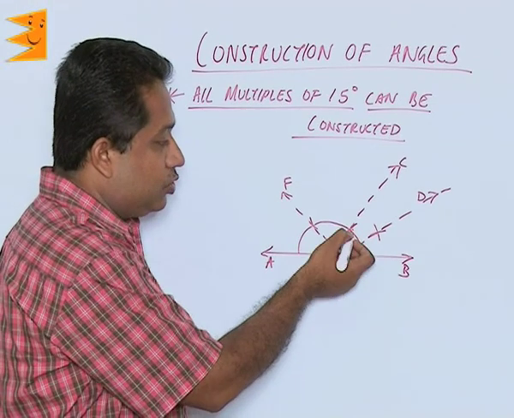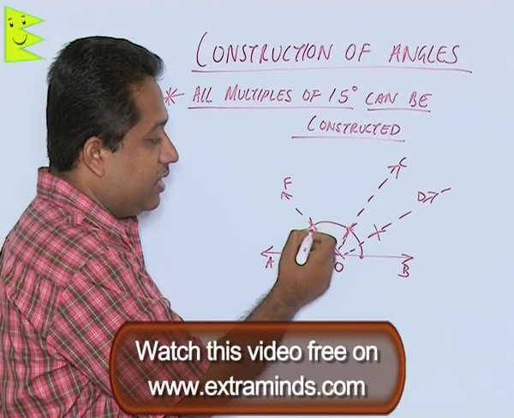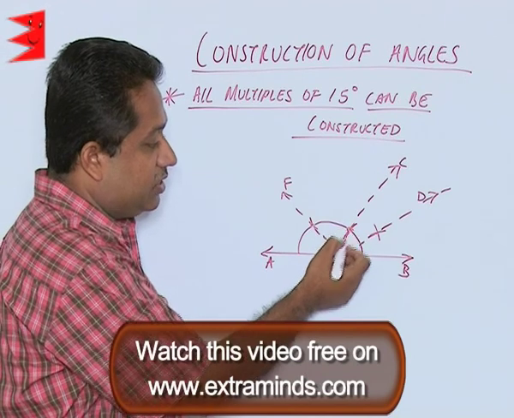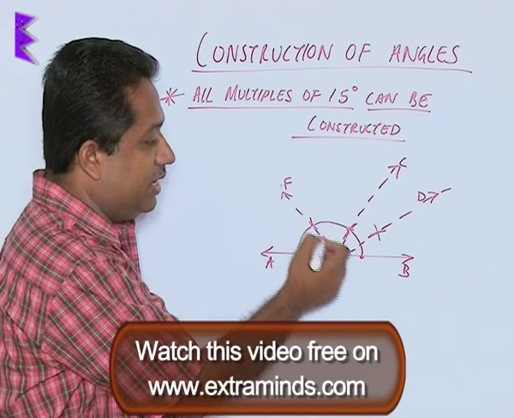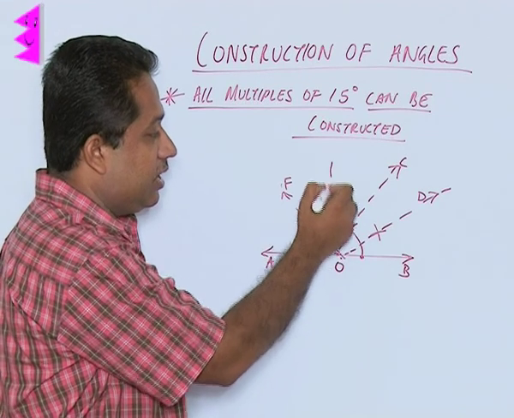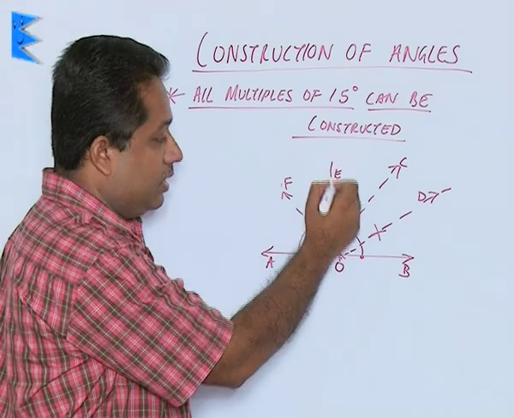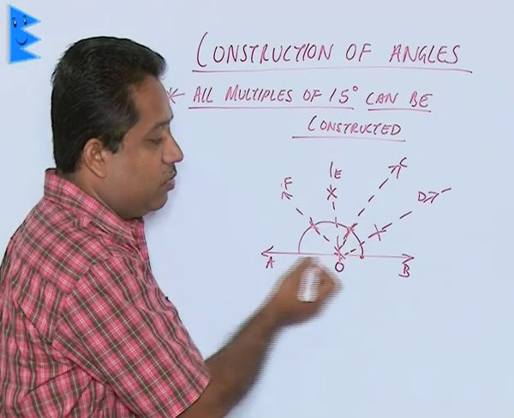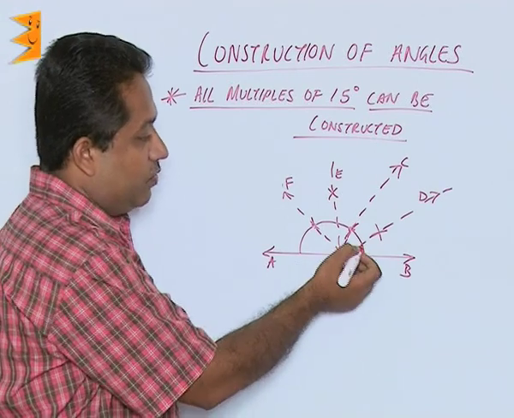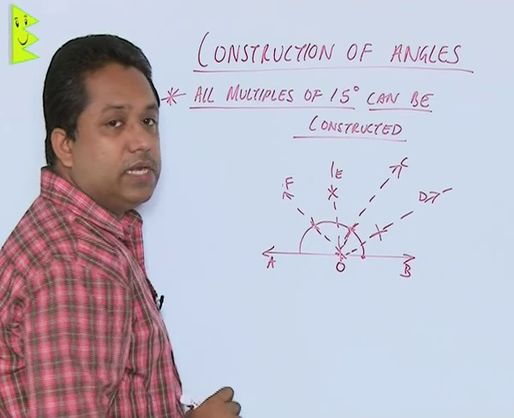90 can also be obtained by this method of bisecting 60 and 120 degrees. So this point is a 60 degree line and this point is a 120 degree line. So from here and here, if I cut arcs and join it to O, then EO will be perpendicular to AB. So EOB in other words will be 90 degrees. So we have in this diagram 30, we have 60, we have 90 and we have 120.